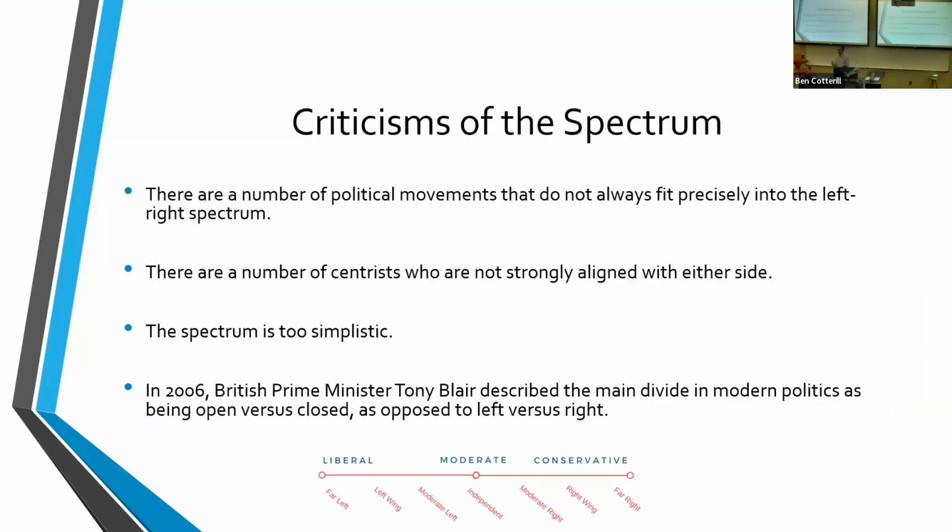Now, there are some criticisms of this spectrum. First of all, there's some political movements that don't really fit very clearly onto the spectrum. Here in the US, it does seem to be those more on the left that are more supportive of issues to do with being more green and being more aware over climate change and so on. But that's not a common finding across the world, okay?